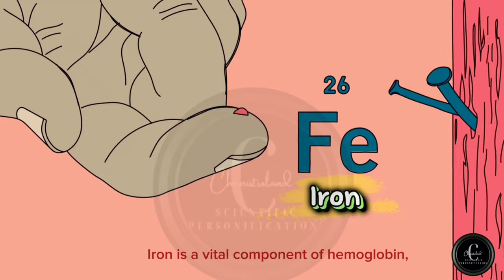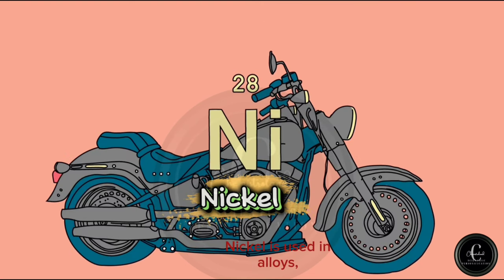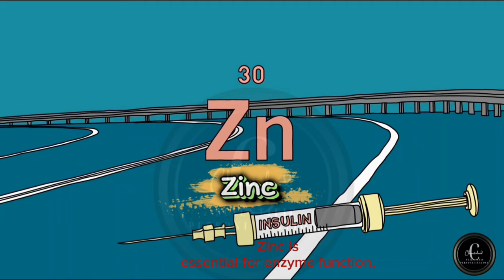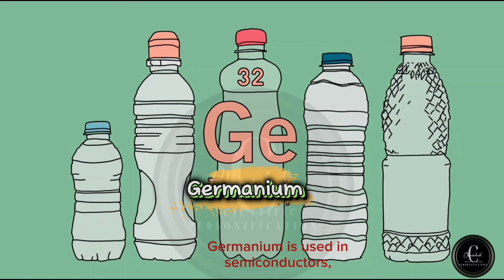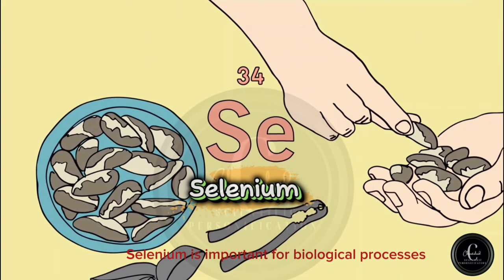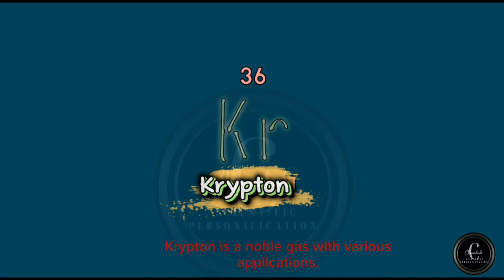A vital component of hemoglobin. Cobalt is a part of vitamin B12, essential for making red blood cells. Nickel is used in alloys, and copper is known for its conductivity. Zinc is essential for enzyme function, and gallium has unique properties in the liquid state. Germanium is used in semiconductors, and arsenic is a metalloid with various applications. Selenium is important for biological processes, and bromine is a halogen used in flame retardants.